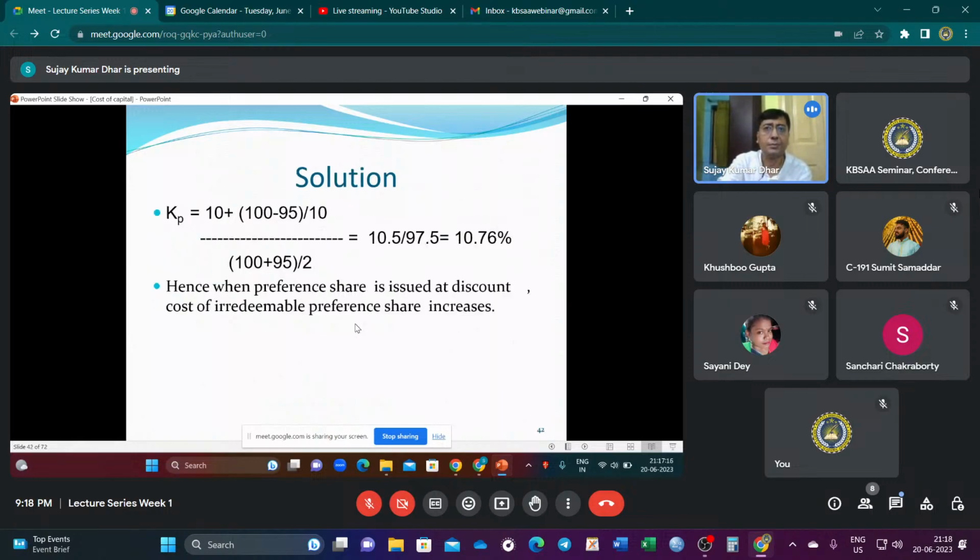First formula will come: D plus (F minus P) by N, whole divided by (F plus P) by 2. So 10 plus (100 minus 95) by 10, whole divided by (100 plus 95) by 2. So 10.5 by 97.5 is equal to 10.76%. So when preference share is issued at discount, cost of preference increases. Logic is simple. Company is giving 5% discount, so company is receiving less. When company is receiving less, paying more, company's cost increases.